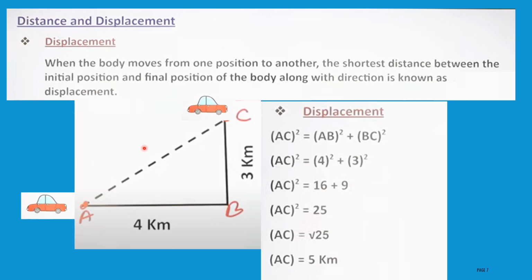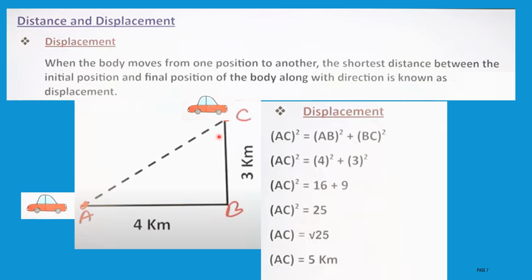This 5 kilometer is nothing but displacement, because displacement is nothing but the shortest distance between the initial position and final position of the car or any object. Here the car, even if it changes its direction, even if it travels in different paths, in the case of displacement, we will consider only the initial point and final point.